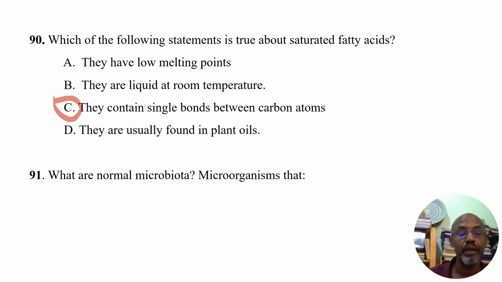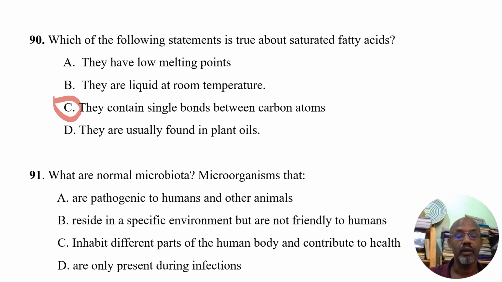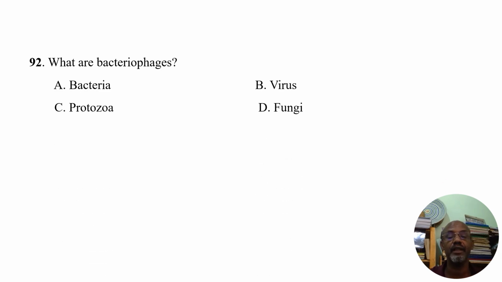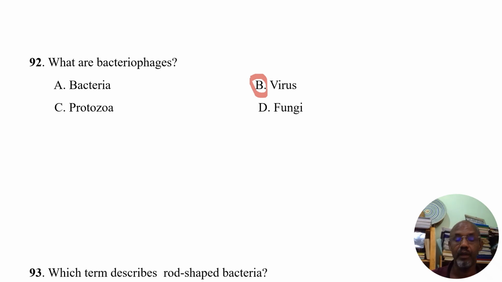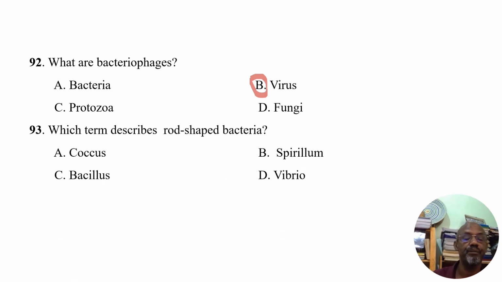What are normal microbiota? These are microorganisms that are living in and on our body surface. They inhabit different parts of the human body and contribute to health. Yes, they contribute to health, of course. Question number 92. What are bacteriophages? These are viruses that multiply inside bacteria. Question number 93. Which term describes rod-shaped bacteria? Bacillus is the answer.